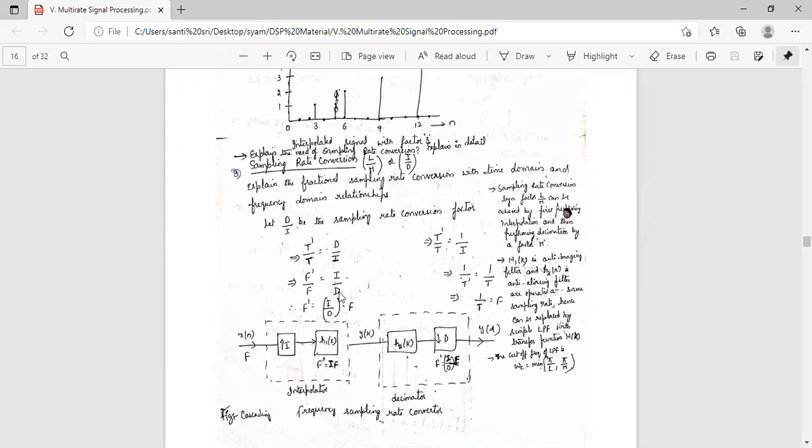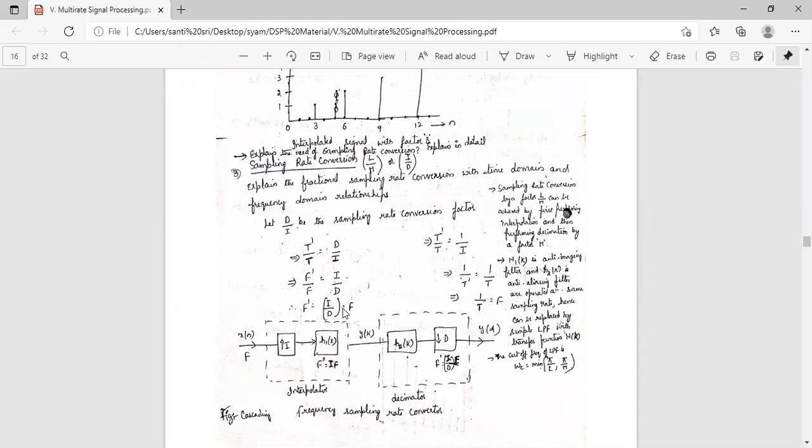That implies T dash by T is equal to D by I, or F dash by F is equal to I by D. So F dash equals I by D into F, or T dash by T equals D by I, and 1 by T is F.